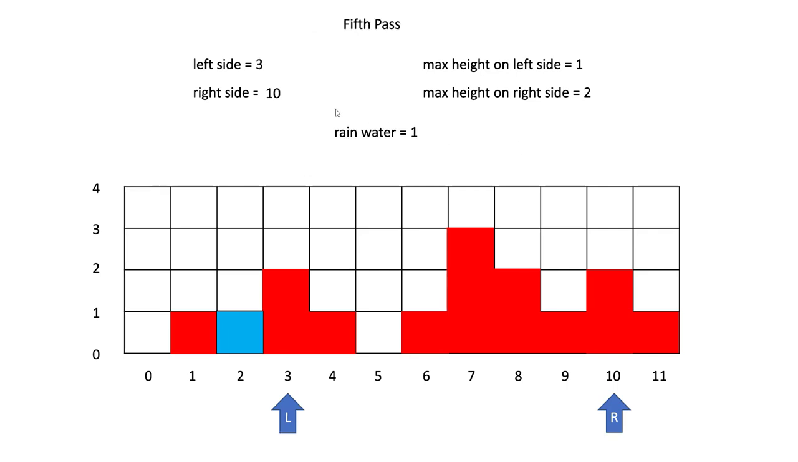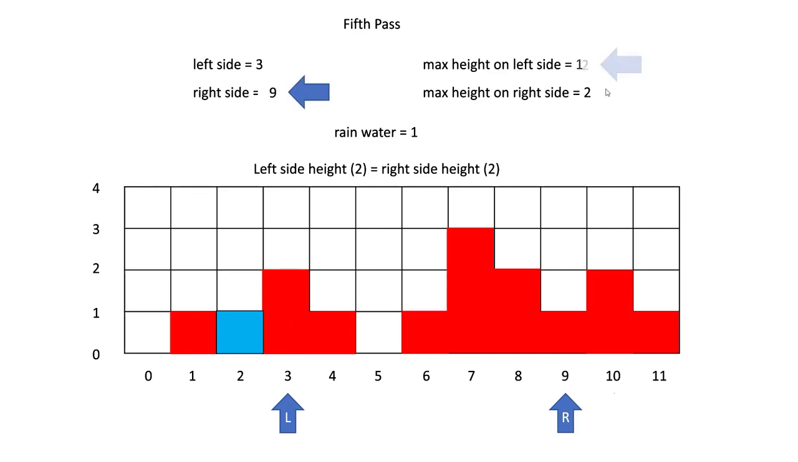Now we're going through the 5th pass. So the left side height 2 equals the right side height of 2. So now we've got to decrement the right side. So we'll move that down to 9. And we'll calculate the left max height of 2.